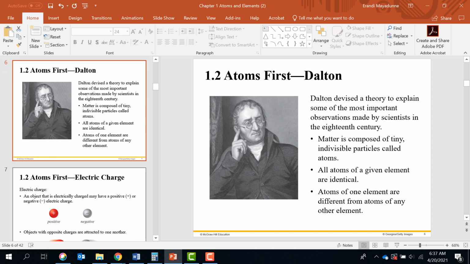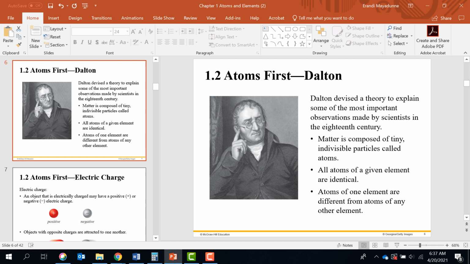So there are several scientists. How do I know these things? Because several scientists did the experiments and they found out, okay, the element is the smallest quantity, and then atom, and you cannot break down elements anymore. So the first scientist to work on the atom is Dalton. Dalton devised a theory to explain some of the important observations.